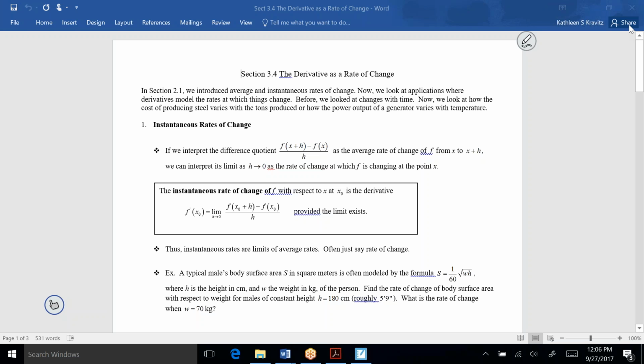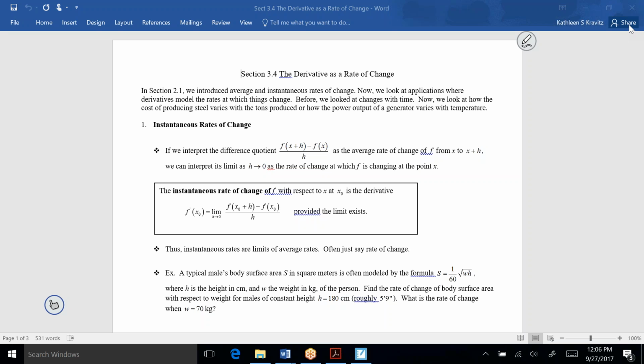All right, then let's talk about section 3.4, and we're going to talk about the derivative as a rate of change. So previously in section 2.1, we introduced average and instantaneous rates of change. So now we're going to look at applications where the derivatives model the rates at which things change. So before we looked at changes with time, and now we're going to look at the cost, for example, the cost of producing steel and how that varies with the number of tons produced, or how the power output of a generator varies with temperature.